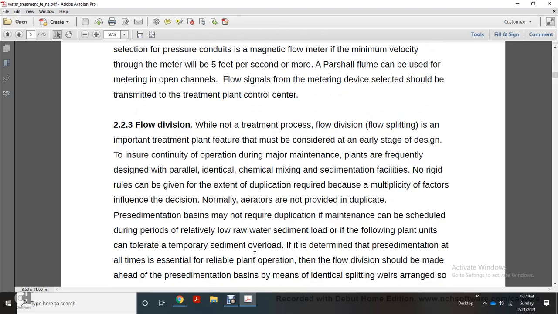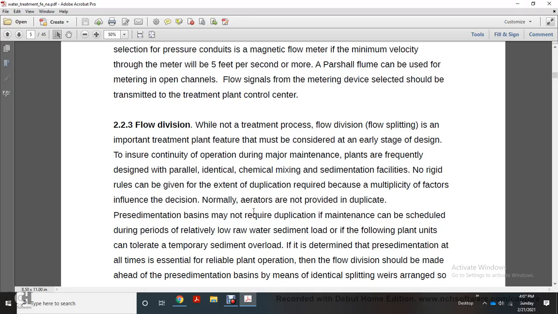Flow division well. Flow division is not a treatment process. Flow splitting is important for the treatment plant, but the feature must be considered at an early stage of design to ensure continuity of operation during major maintenance. Plants are frequently designed with parallel identical chemical mixing and sedimentation facilities. No rigid rules can be given for the extent of duplication required because of the multiplicity of factors influencing the decision.